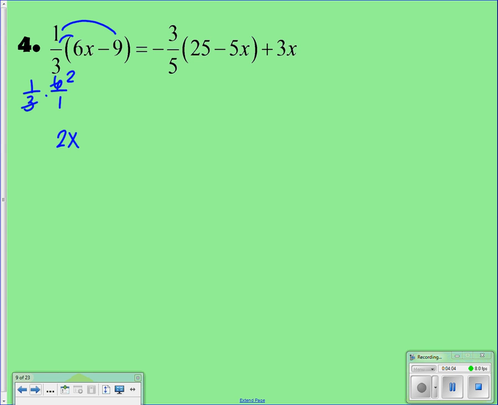Okay, you can also think of it, if this is a 1 on top, you can do this 9 divided by 3, which will give me 3. Okay, so that's going to become 2x minus 3 equals, okay, I'll do maybe some side work over here. I'll go over here, negative 3 over 5 times 25 over 1. So 5 goes into 25 5 times, multiply straight across, and that's going to give me a negative 15.